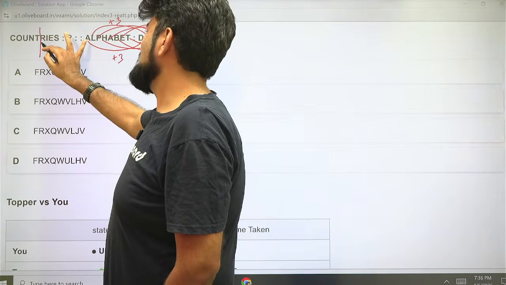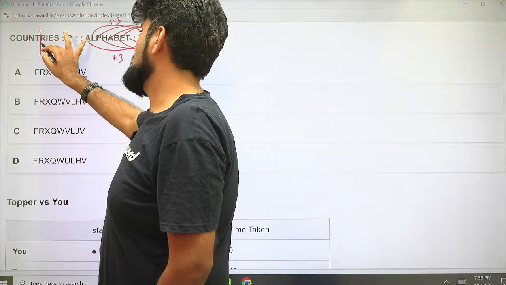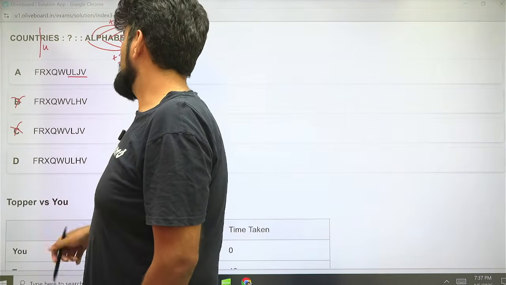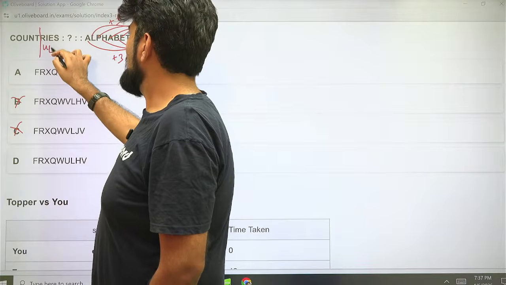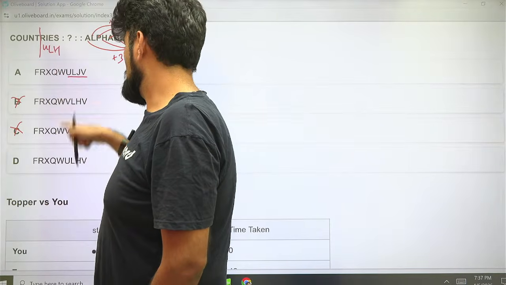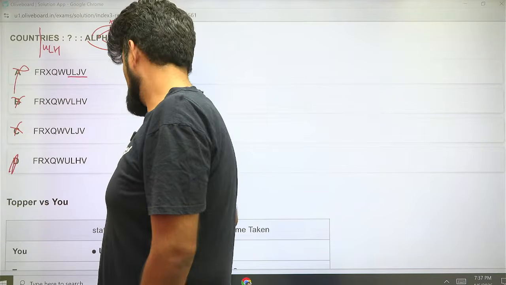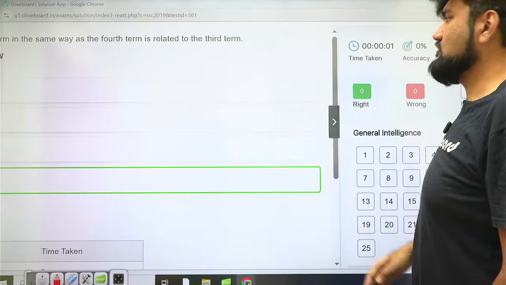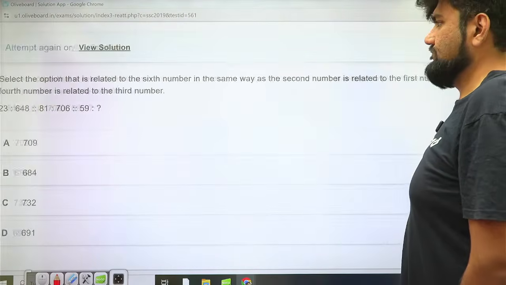So 18 plus 3 is 22. 18 plus 3 is 21. U. So these two are gone. Then UL. 5 plus 3 is 8. ULH. So option D is the correct answer. Okay, just adding 3. 42 seconds. Could have been shorter. Could have been much shorter.